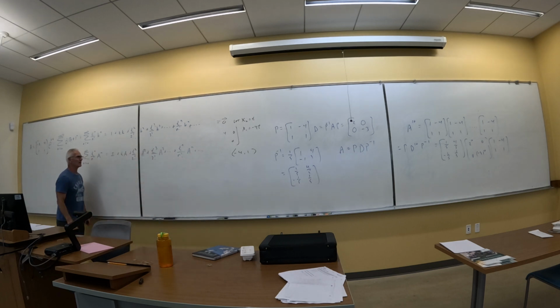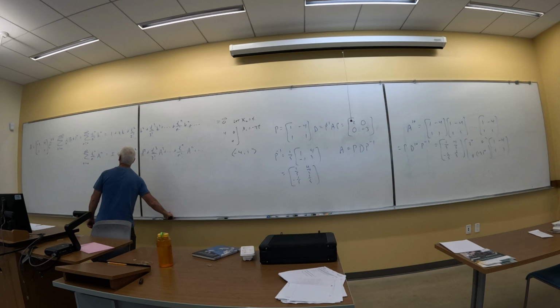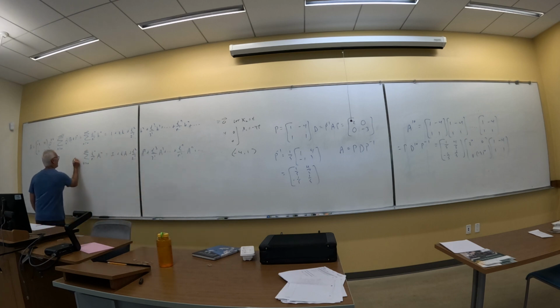Okay, stare at that for a moment. This is pretty weird. Do you agree? And by the way, what does all of this equal then? E to the AT. And this, folks, is what we call a matrix exponential. This is just the starting point.